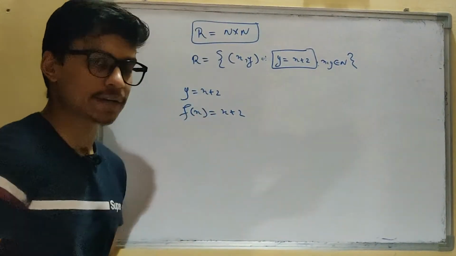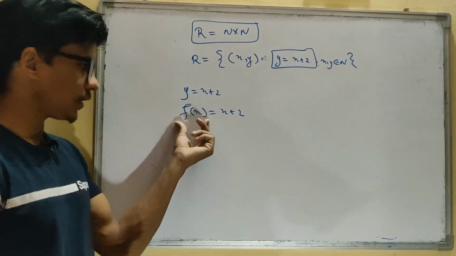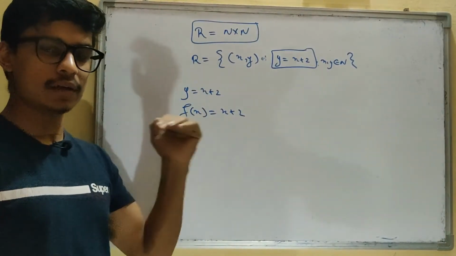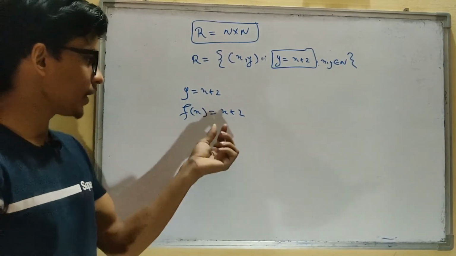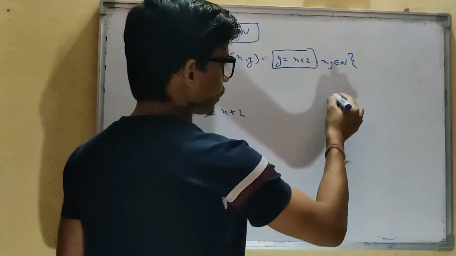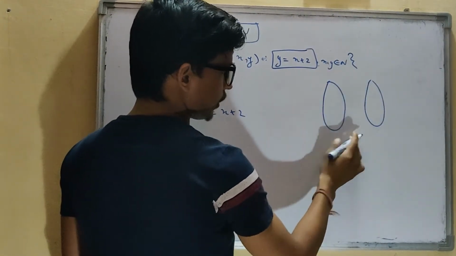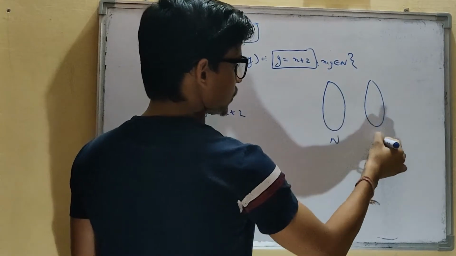Function of x means, what do you mean by function of x? The functionality of this particular part is dependent upon x. That is why it is known as a function of x. Now, for better understanding, let me introduce it this way. So this is one set and this is one set. This is N, this is N.